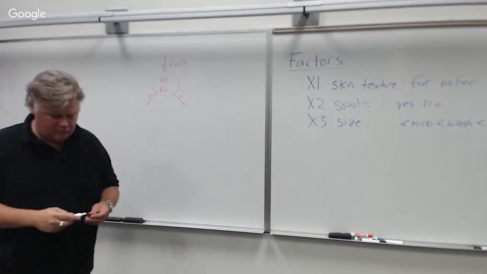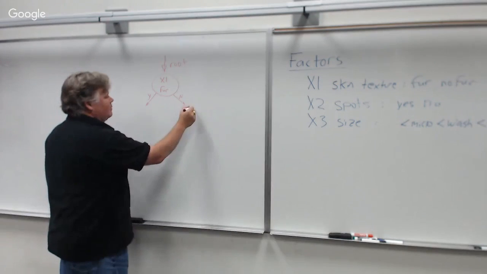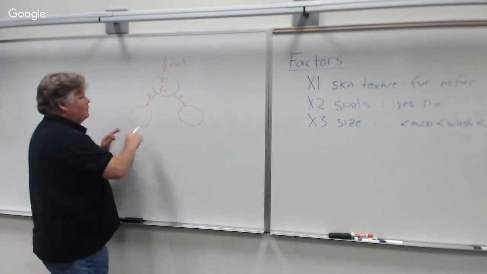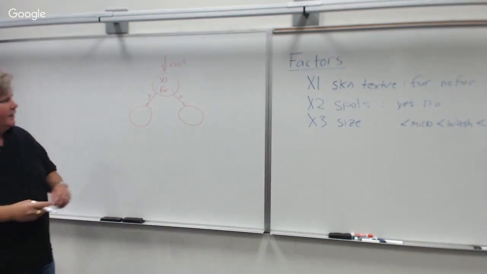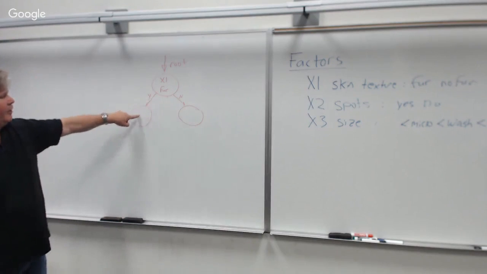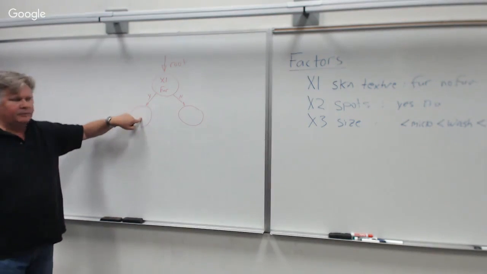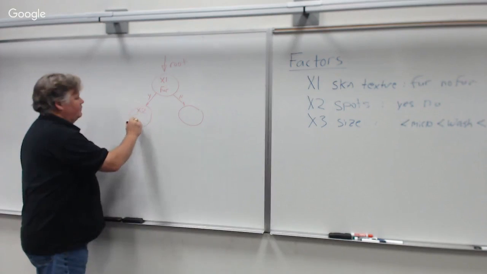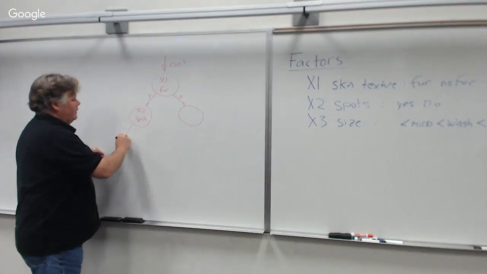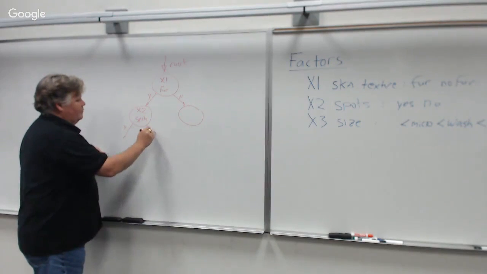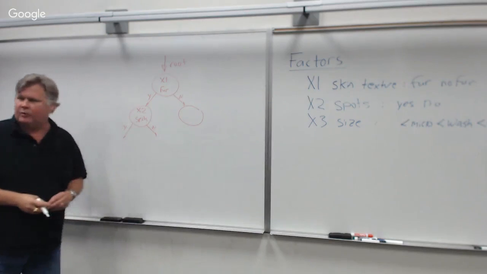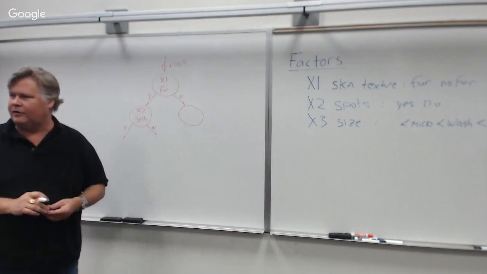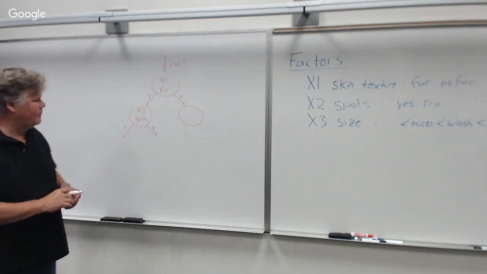And we continue now down to another node, each direction. And in our case, we had fur. So maybe this next one is X2, spots. And yes, and no. I'm going to make sort of an abbreviated tree just for the purpose of this discussion, because we're going to have some more detailed trees in a moment.